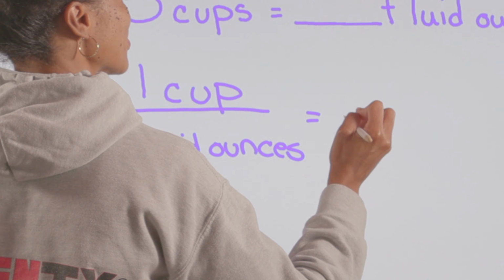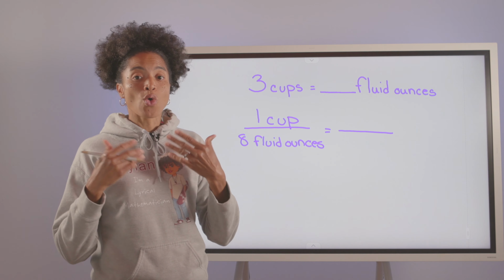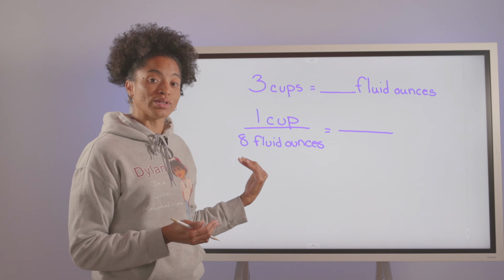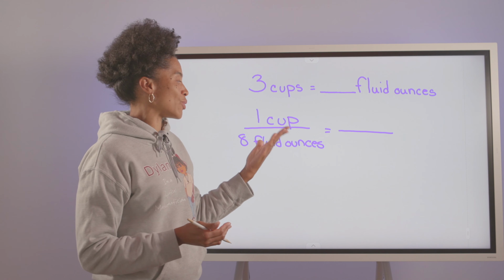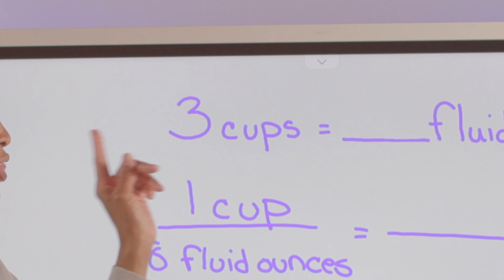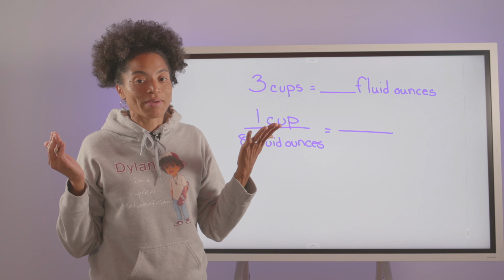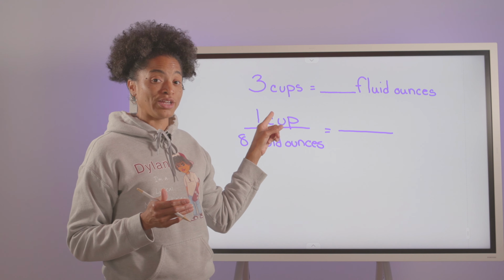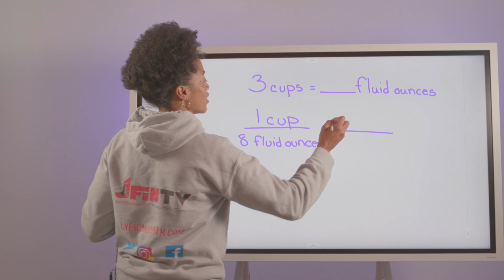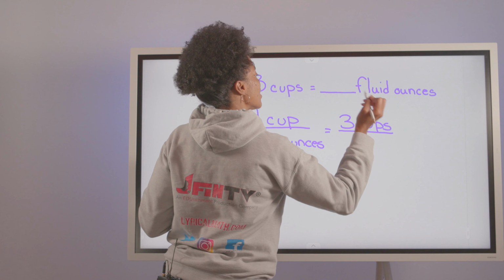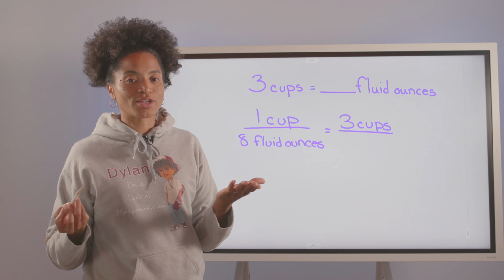Next, we're going to set that equal to what we want to figure out. So we go from what we know to where we want to go. And we want to go to 3 cups are equal to some amount of fluid ounces. Notice cups are in the numerator here. So for this ratio, we want 3 cups in the numerator here. Fluid ounces will be the unknown.